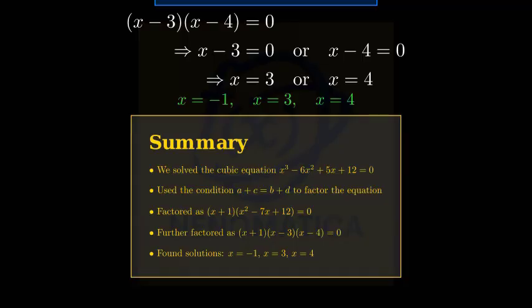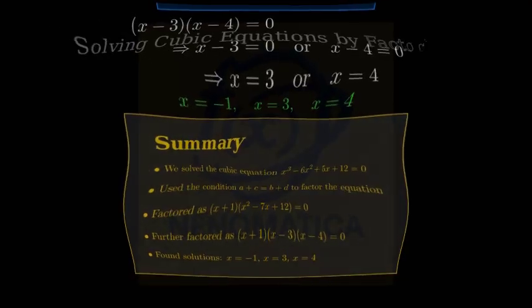We verified our factorization by multiplying it out. Then we solved the resulting factors to find the three solutions: x equals -1, x equals 3, and x equals 4. This method is very useful for solving certain types of cubic equations without having to use the cubic formula.